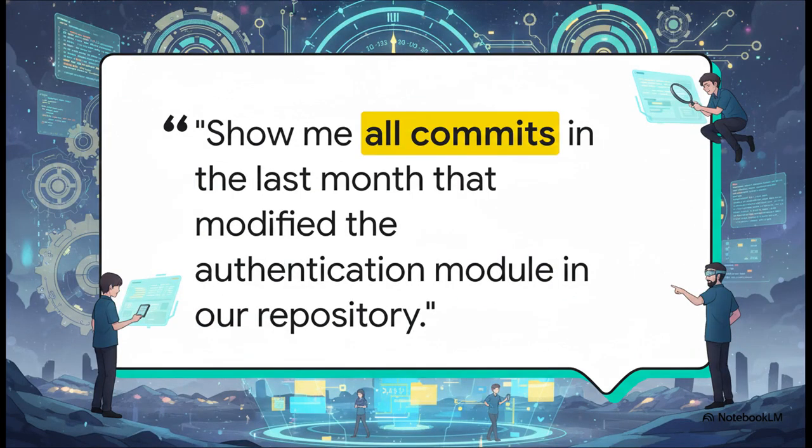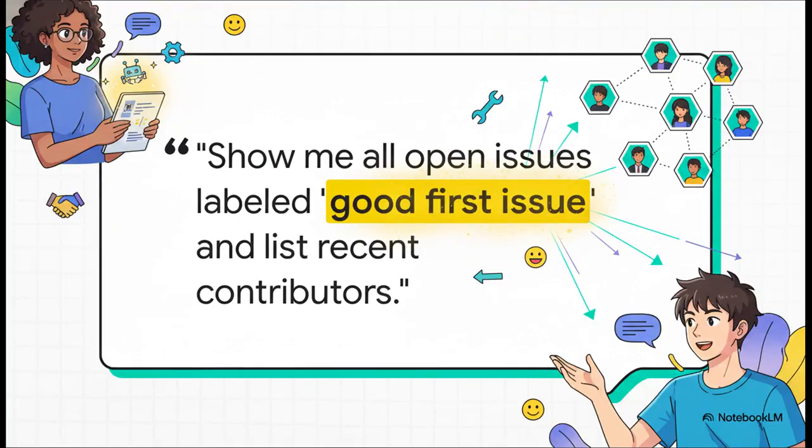It's wild. Or what about doing a little bit of code archaeology? When you need to figure out why a piece of code was changed, you don't have to manually dig through endless commit logs anymore. You just ask a question like this, and you get a clear history right away. It's basically a time machine for your code. And for anyone who maintains an open source project, this is an absolute game changer. Growing a community is hard work, but with a simple query, you can instantly find easy tasks for new people and spot who your most engaged contributors are. It makes welcoming newcomers so much easier.